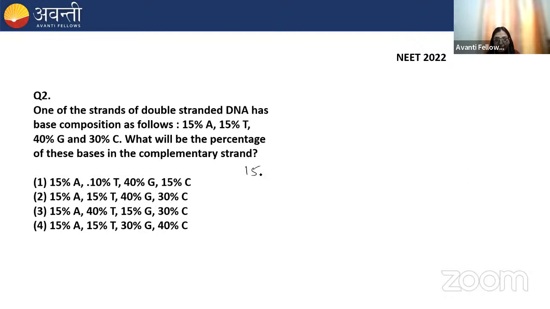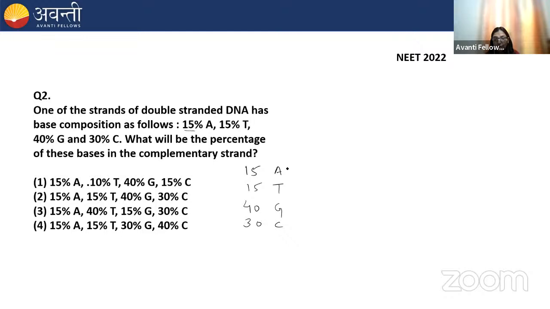And the question is given like 15% adenine. 15%, that means out of 100, 15 are adenine. So I can write that adenine is 15, thymine 15, guanine 40, and cytosine 30, right? If you add these, this will equal 30 and this will equal 70. So in total they give 100, right?